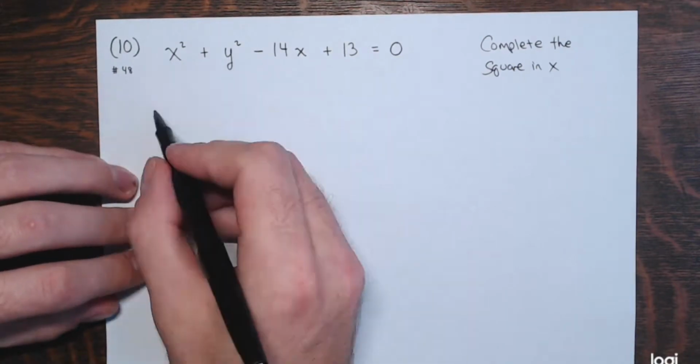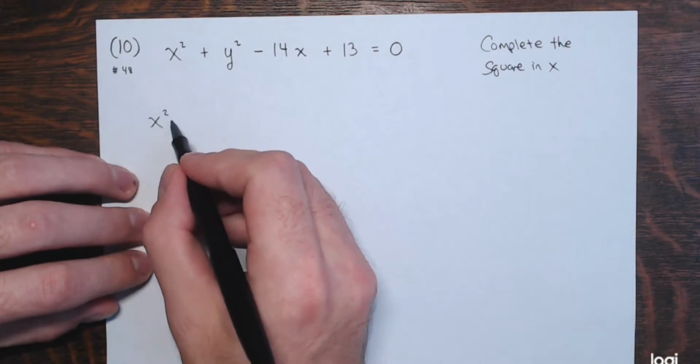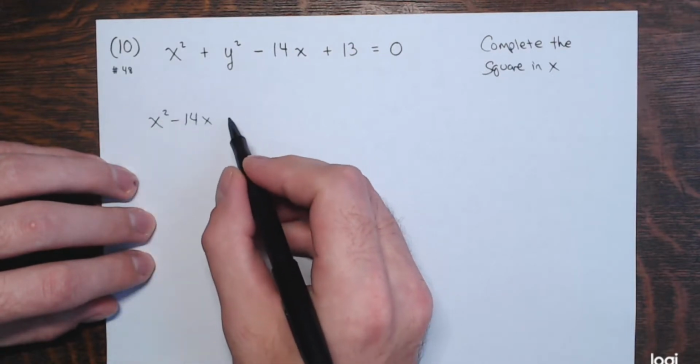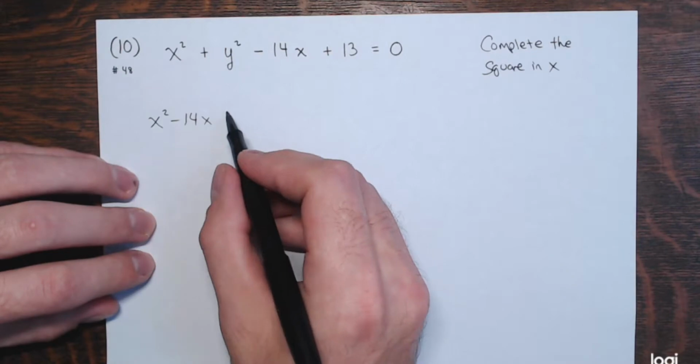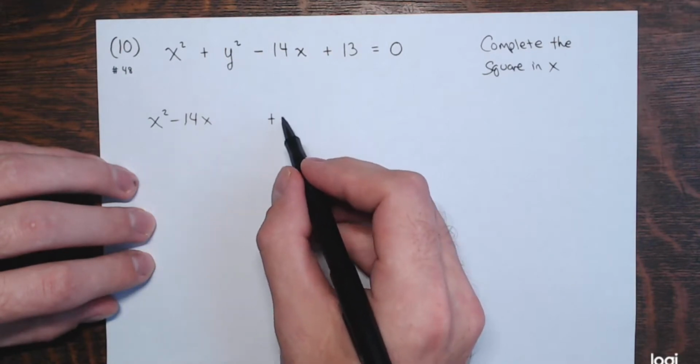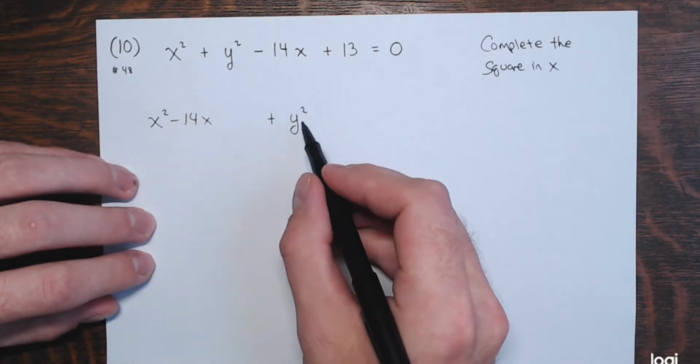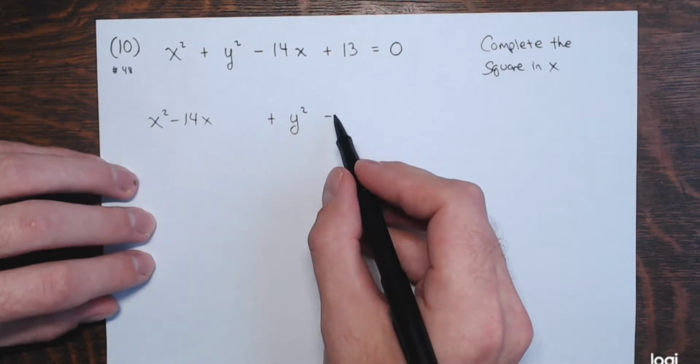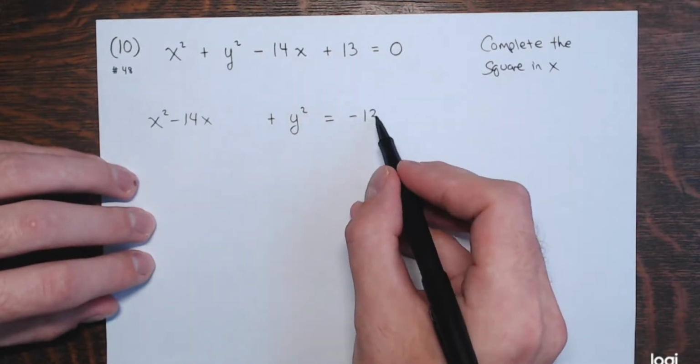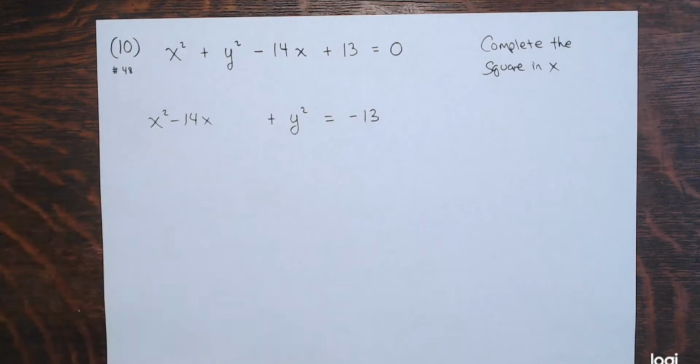So I'm not going to need to complete the square in y. So I'll gather the x terms together. We have x squared minus 14x. And then I'm going to be able to complete the square on these, so I'll leave a little space. And then we got plus y squared. And that is the square that I need for the y, right? Equals, and then negative 13, right? I don't need this plus 13. Right, so take it away.